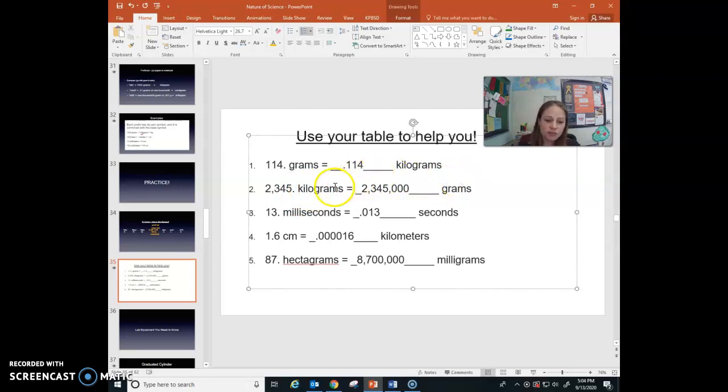So again, changing back and forth between kilograms and grams or milliseconds and seconds, it is not that complicated, but this skill will pop up throughout the school year.